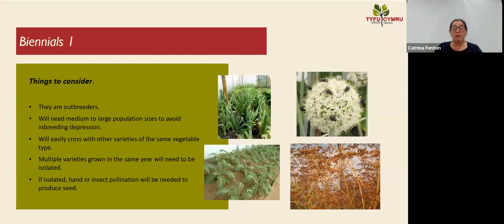And to give you some idea of the range, top of the pile in terms of size requirements are going to be the brassicas, the biennial brassicas like kale and cabbage, and we're talking around 100 plants ideally from which you're saving the seed. And for onions, that can come down to about 20 plants.